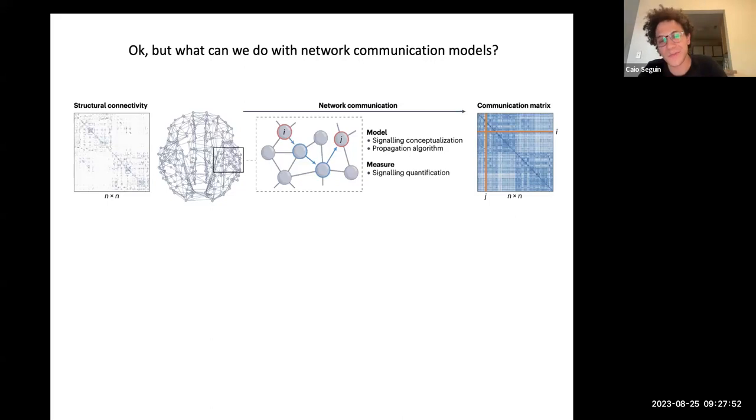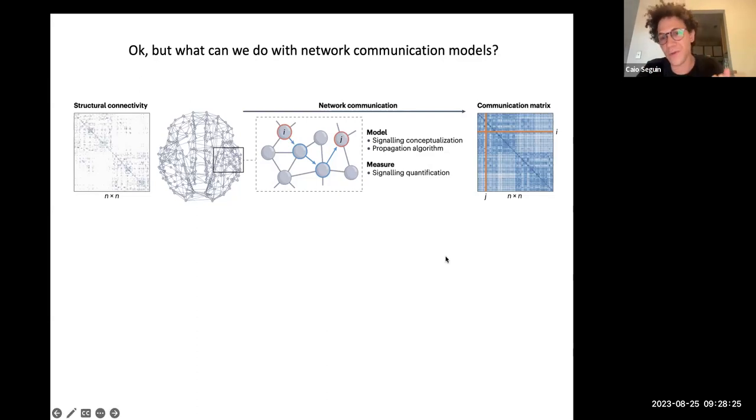Okay, so that was all I'm going to get into regarding the particular mechanics of each model. Now I'm going to move on to what we can actually do with these models. The idea is that you start with a structural connectivity matrix. It doesn't have to be a human one. It could be a Drosophila one. And then you simulate network communication according to a certain model, so that's a Seguin conceptualization. And you use a certain measure to quantify this propagation.